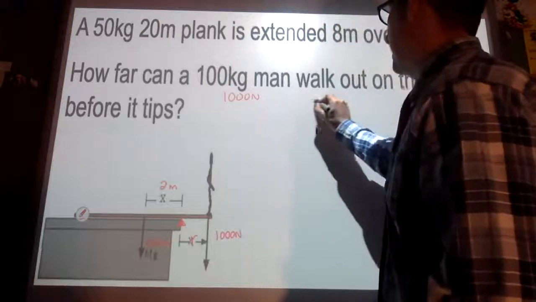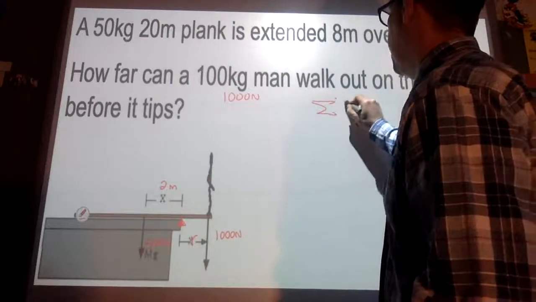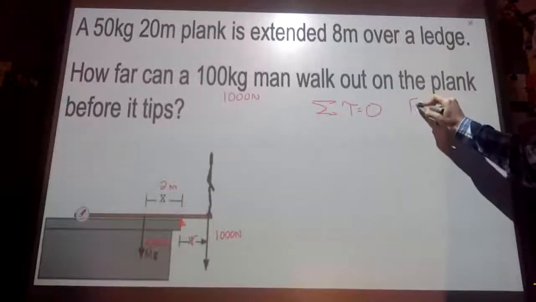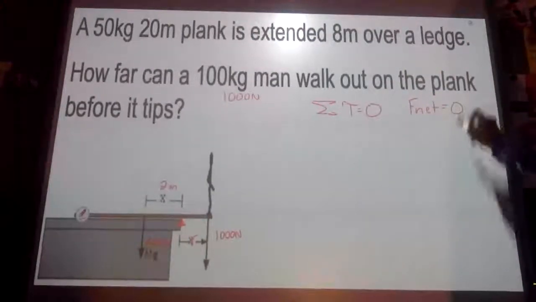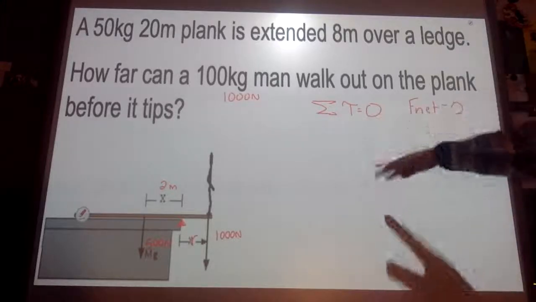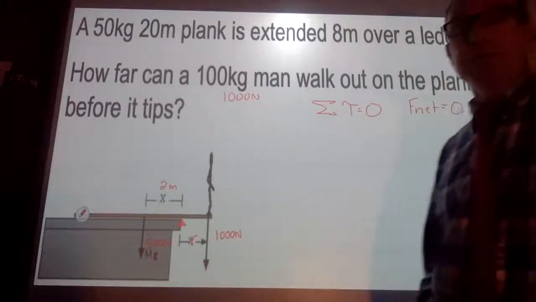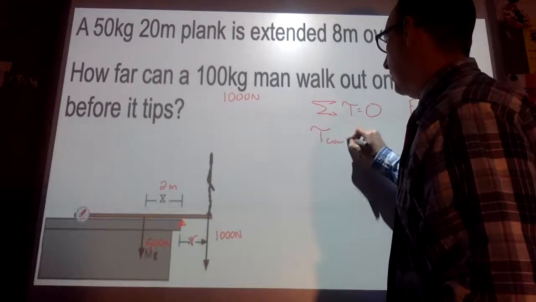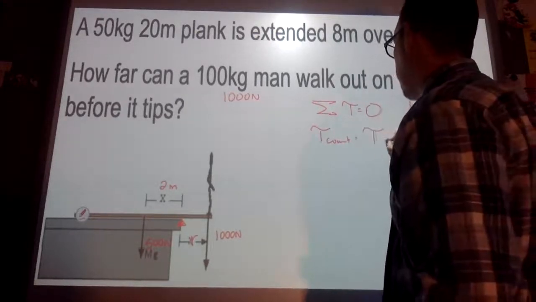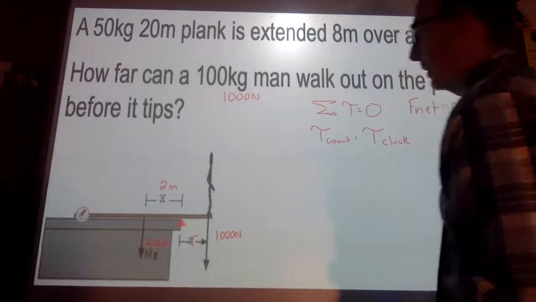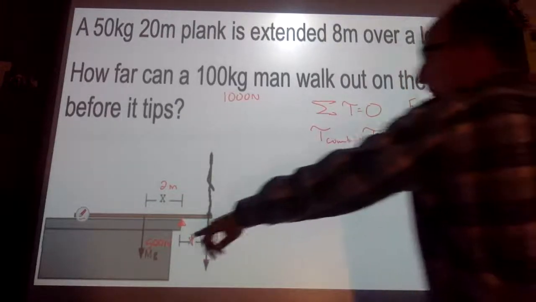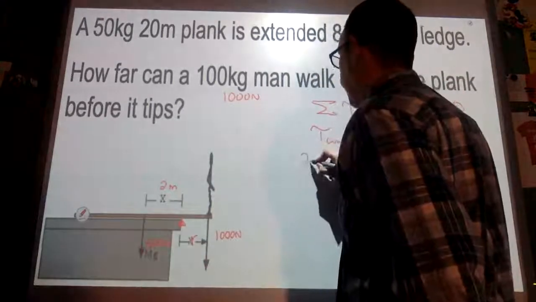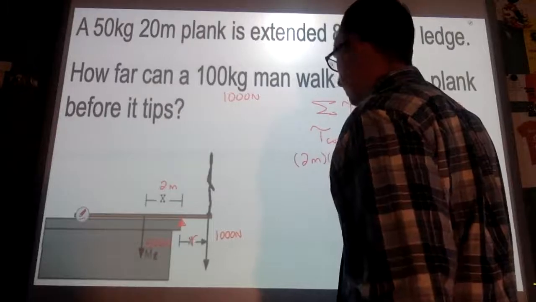And again, we're saying that this is in both rotational and linear equilibrium. So the sum of my torques is equal to 0, the sum of my forces is equal to 0. So I would take my torques that are counterclockwise equal to my torques that are clockwise. My counterclockwise torque is going to be 2 meters times 500 newtons. Again, these are perpendicular.